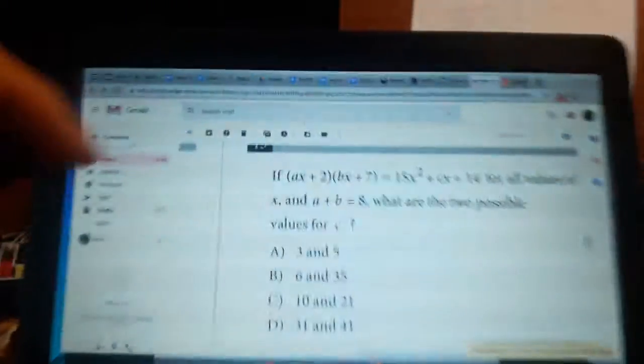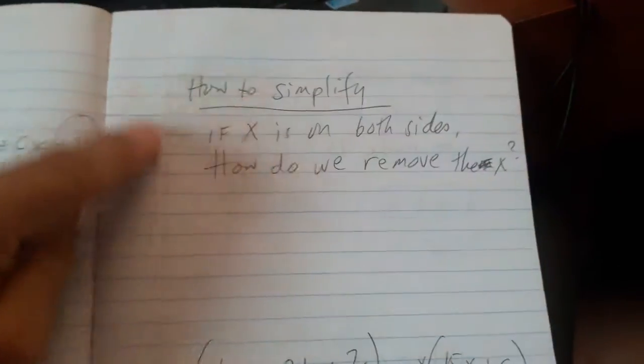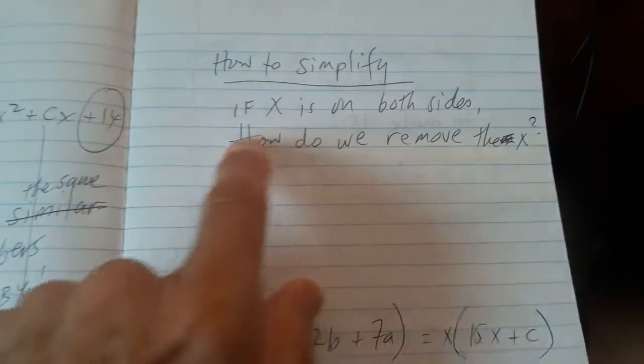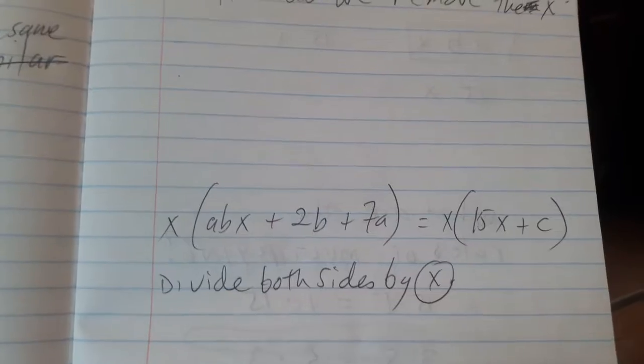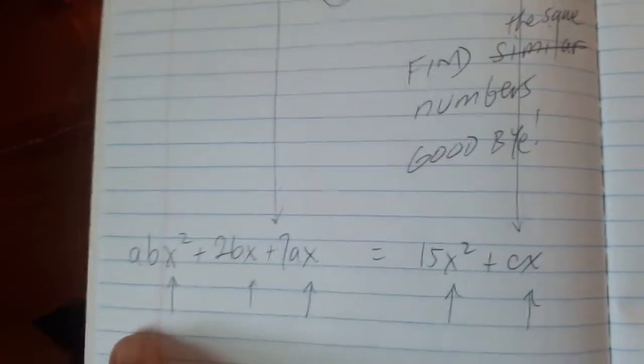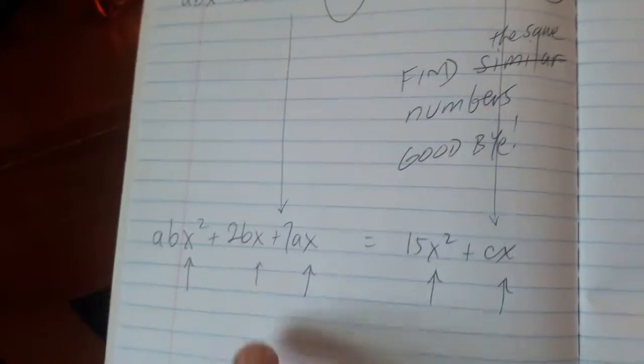So the first thing to do in this situation was just to FOIL this so then we could see what's on both sides. That's the first thing to do. Then we have to simplify. If you have x on both sides, how do we remove the x? Well, let's look over here. See, there's x squared, x squared, and x after you remove the 14s.